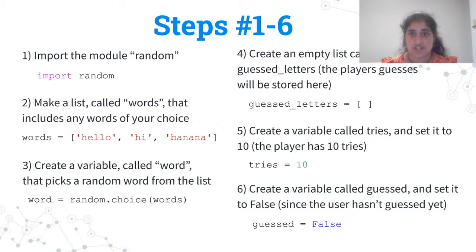So this is the answer to the fourth step. We've created a list called guessed_letters, and we've set that equal to two empty square brackets. There's nothing inside the square brackets because the game hasn't started yet, so the player still hasn't guessed any letters.